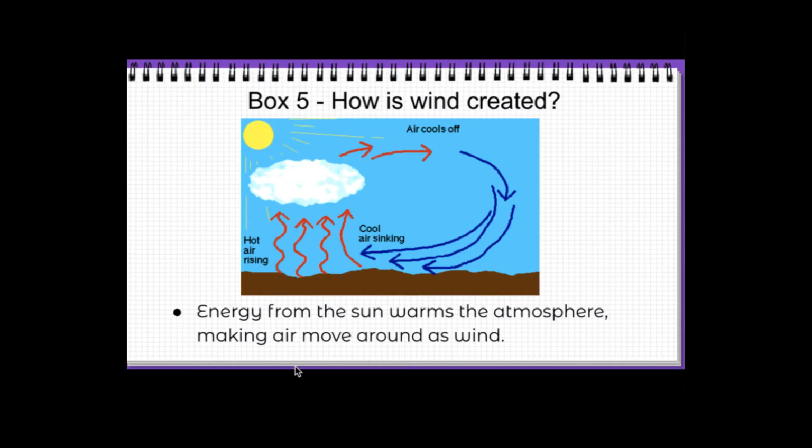So how is wind created? Energy from the sun warms the atmosphere, making air move around as wind. Again, the sun is heating up the land, and hot air is rising. Then as the air cools off, it starts sinking, and that motion creates the wind.